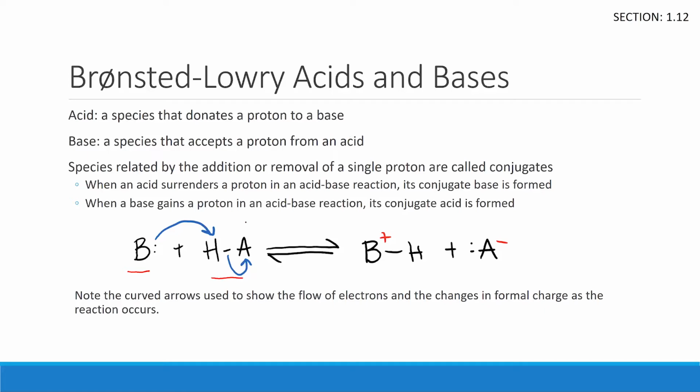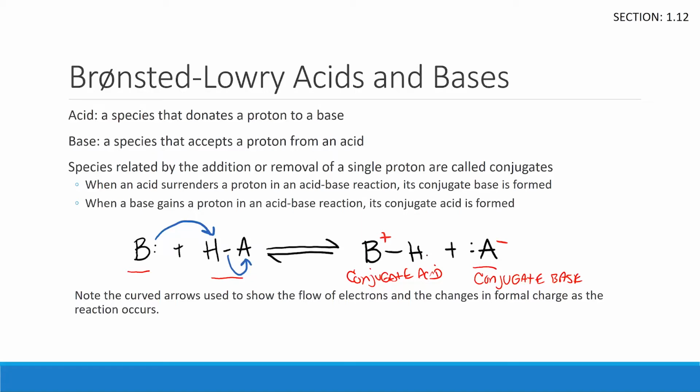So let's look at our acid. Once it gives away its proton, which is here, it makes a conjugate base. And the base, once it gains a proton, forms the conjugate acid. Make sure you remember and are familiar with these terms of the acid and the base and the conjugate acid and the conjugate base. So you're going to need to be able to recognize where those are in the formula.